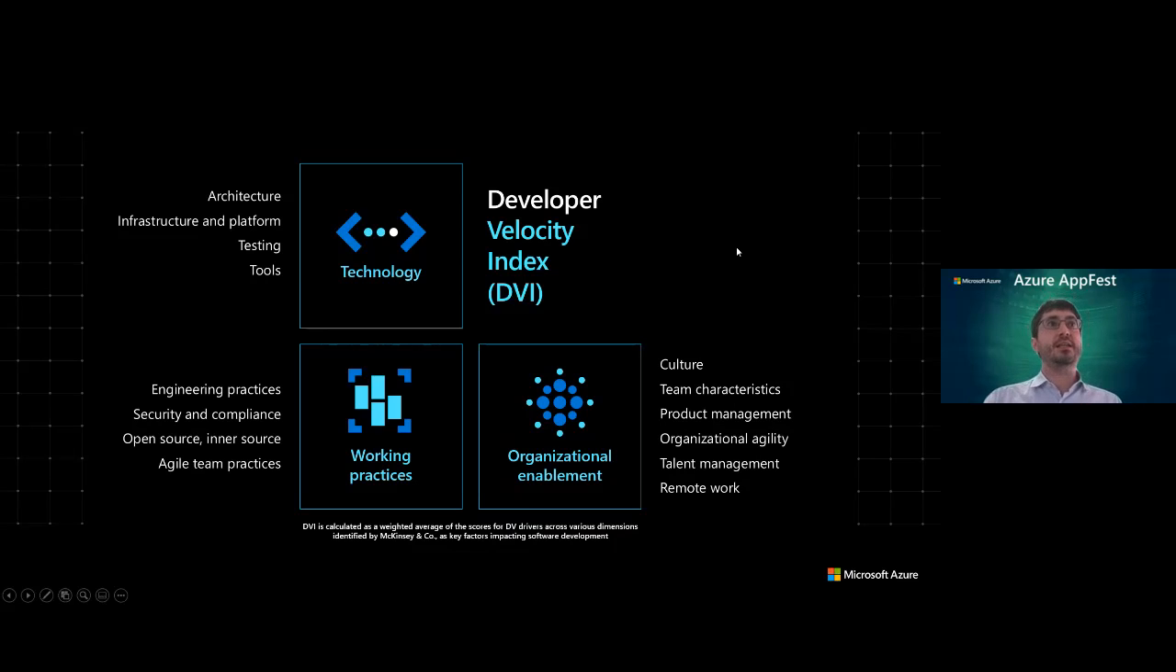Just to summarize, developer velocity tries to summarize in one KPI a lot of different pillars coming from technology, working practice, and organizational enablement when we are talking about software development. Based on the study, they have tried to see how all these different factors were bringing better success to a company. By studying this correlation, they created this index that helps you understand where your company is at, what is the current status of your company, and also the areas where you can improve it.